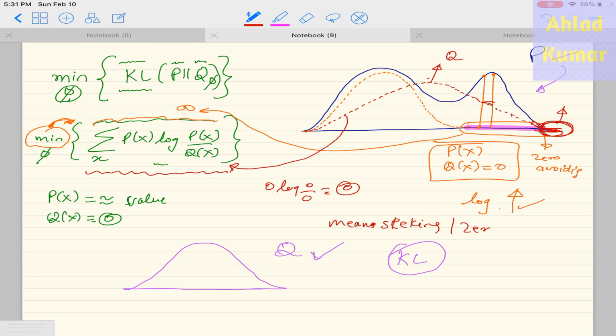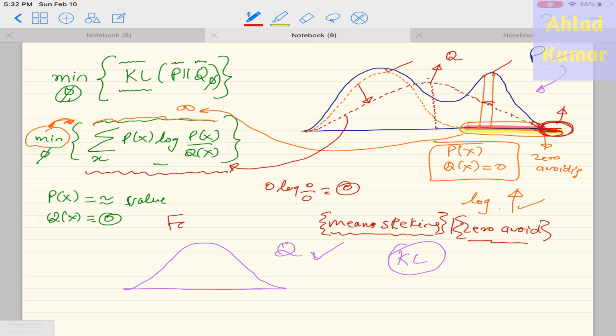Why is it called that? Zero avoiding, as I told you, because the situation where it is coming as 0 is avoided by moving the distribution from this to this. And it's called mean seeking because it is centering at the mean of these two bimodal distributions. So it is centering in the mean position of that. That's why it is sometimes also called mean seeking.